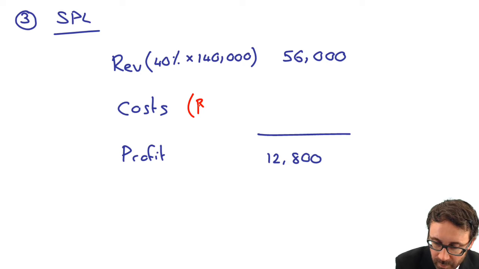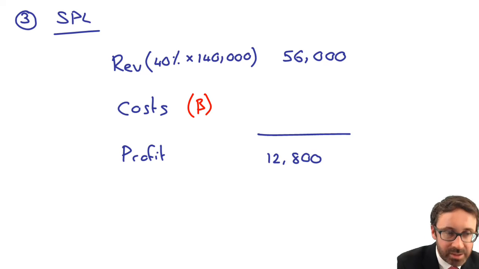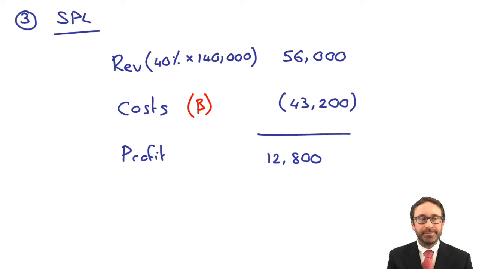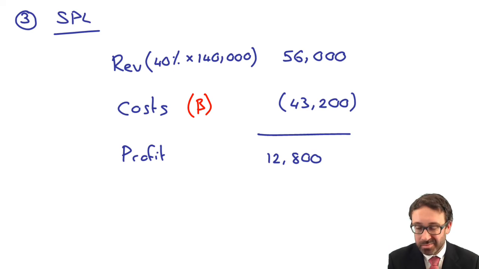And therefore my cost figure as a balancing figure should be 43,200, isn't it? There we go. Excellent. So those are the figures that would appear within your statement of profit or loss. Everybody happy with that? Yeah, excellent.